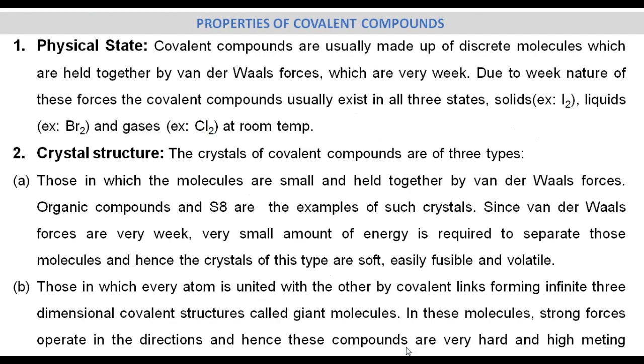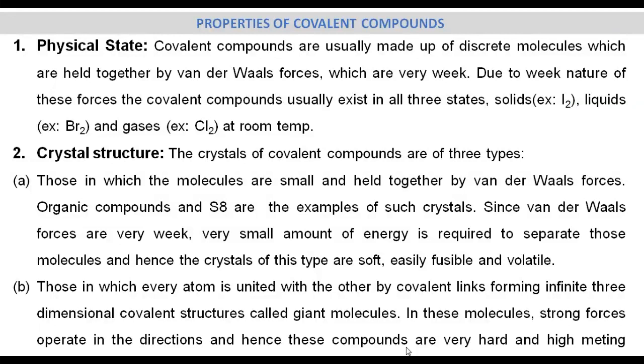Well, what are the general properties of covalent compounds? First, the physical state. Covalent compounds are usually made up of discrete molecules which are held together by weak van der Waals forces. As these forces are very weak, covalent compounds exist in three states at room temperature: solids, for example iodine; liquids, for example bromine; and gases, for example chlorine.